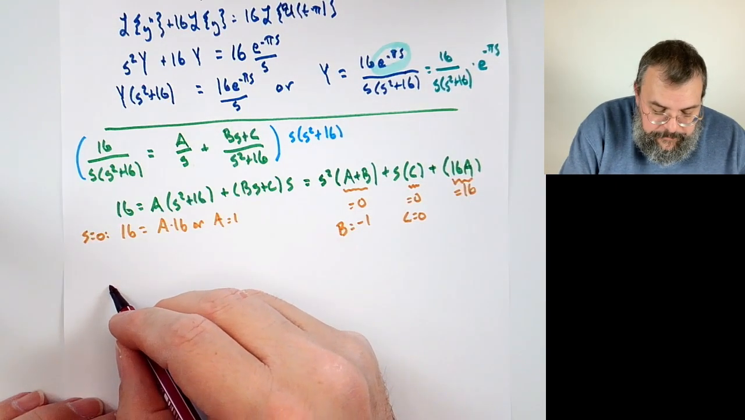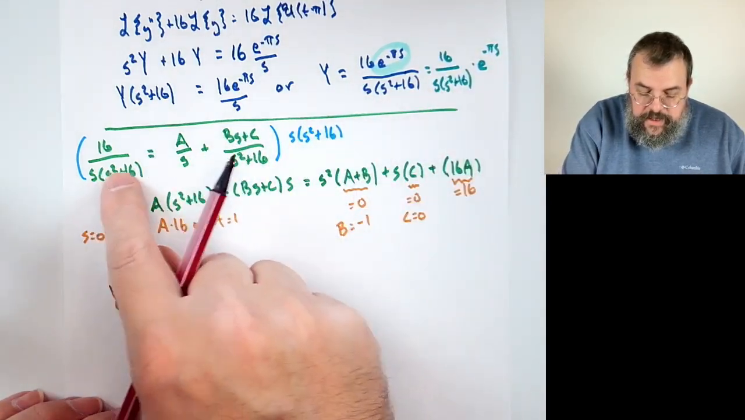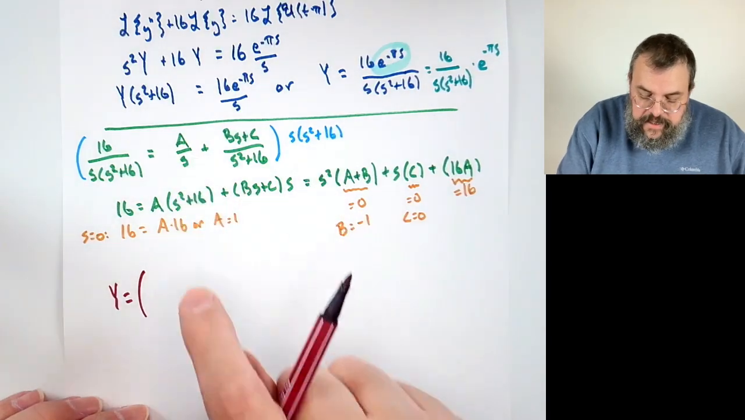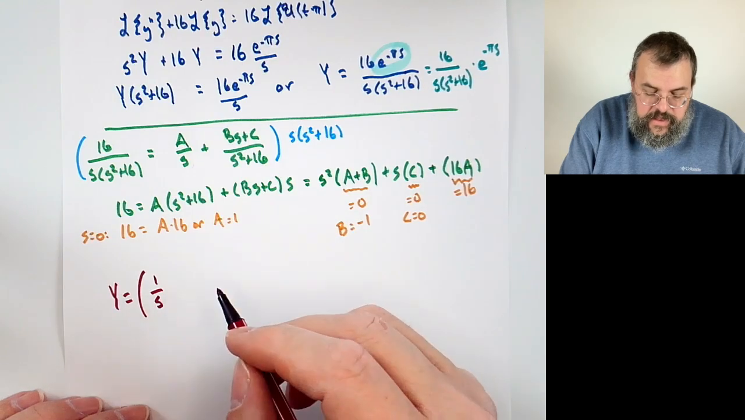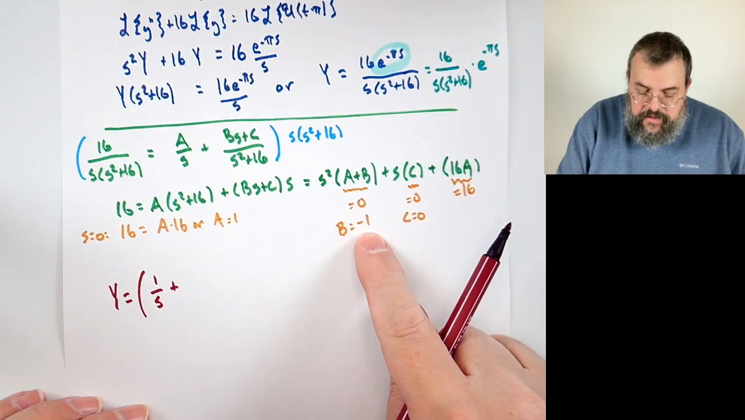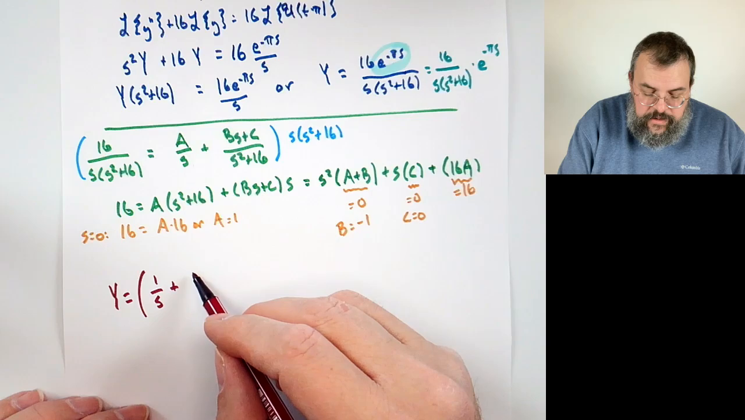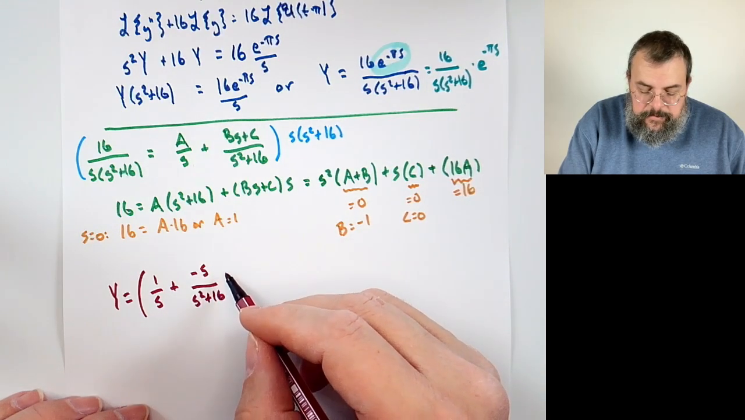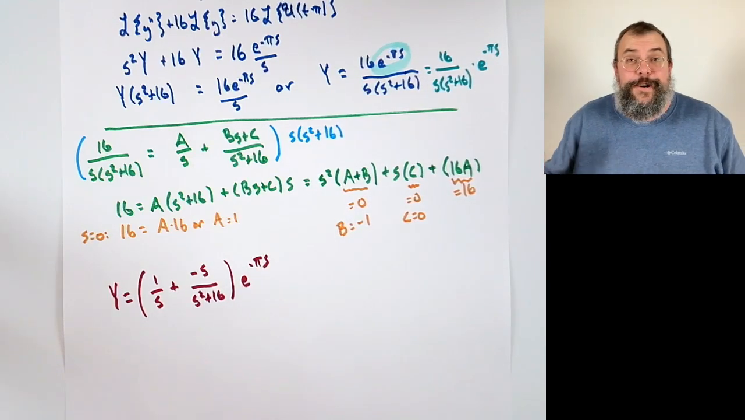Okay, y is equal to, remember, this part, which we now did decomposition on, times e to the minus pi s. So we get A, which is 1 over s, plus (bs plus c), which is minus 1 times s plus 0, so negative s over s squared plus 16, and times e to the minus pi s. All right, where was that mistake?